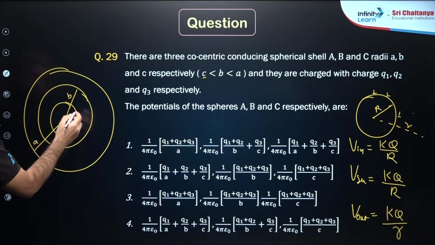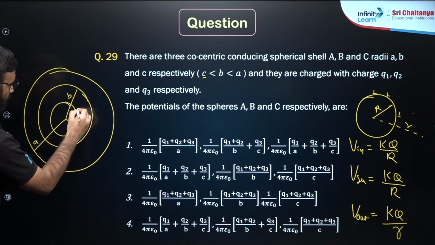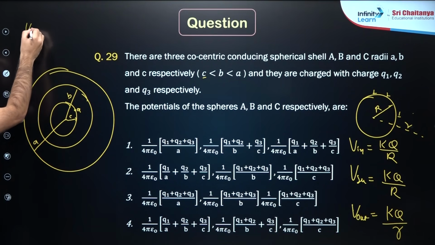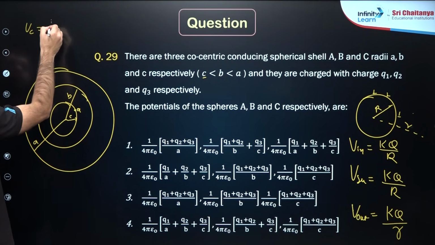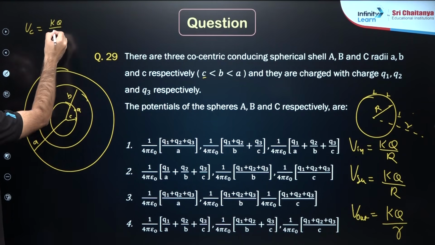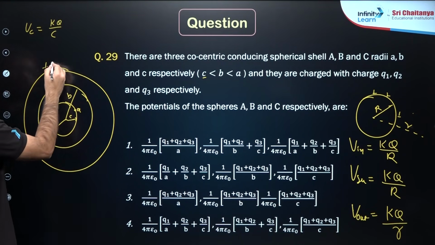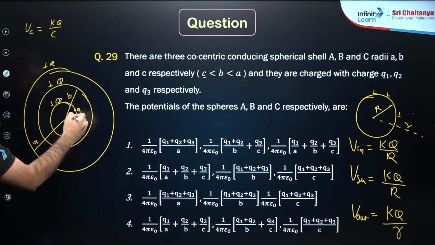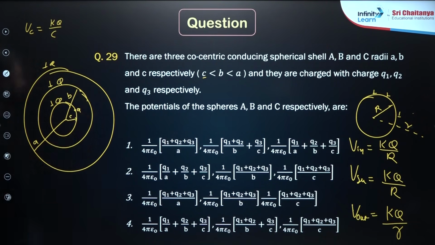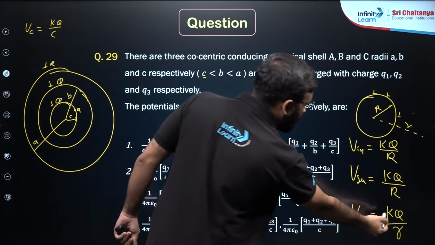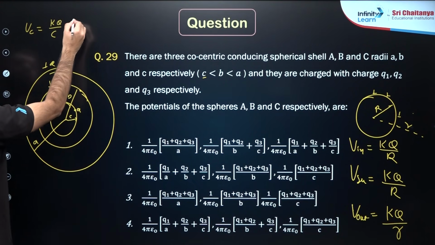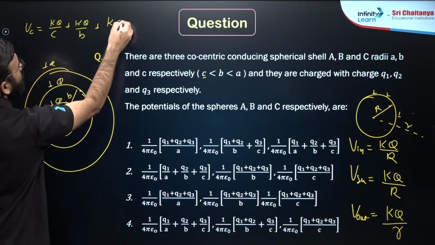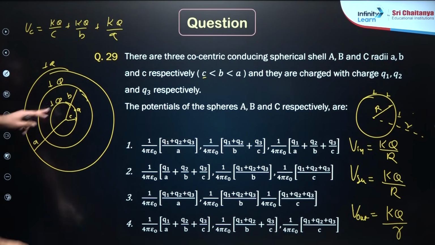First we can find the potential at C, if my charge is on the surface of C. Vc equals KQ upon its radius C. Then the charge on the second shell is outside, so the potential is KQ upon B. Similarly you can write KQ upon A, because the charge is outside the shell.